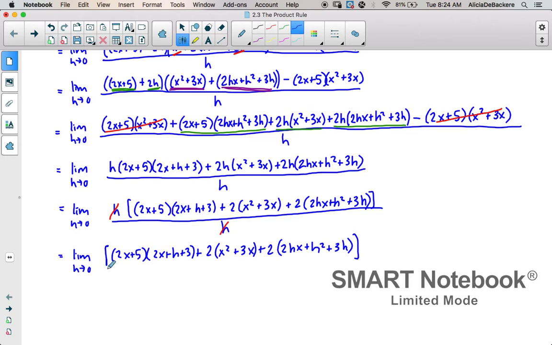Okay, I need brackets around that because it's an addition. All right, and now we can take the limit. We can actually plug in 0 for all of these h's. So no h's in the first bracket. In the second bracket, I'm left with just 2x plus 3. And then in the middle, there's no h's left at all.